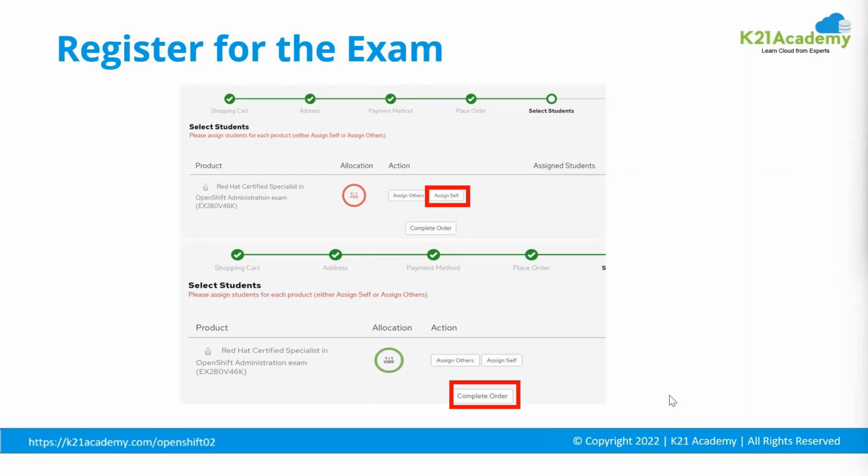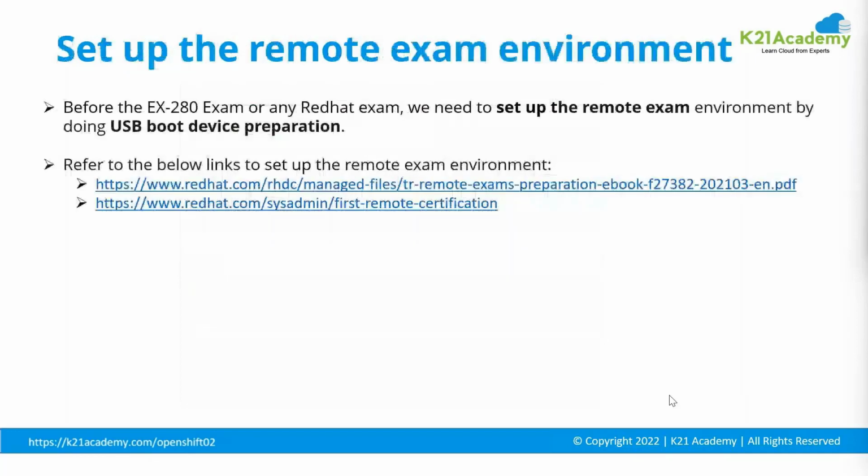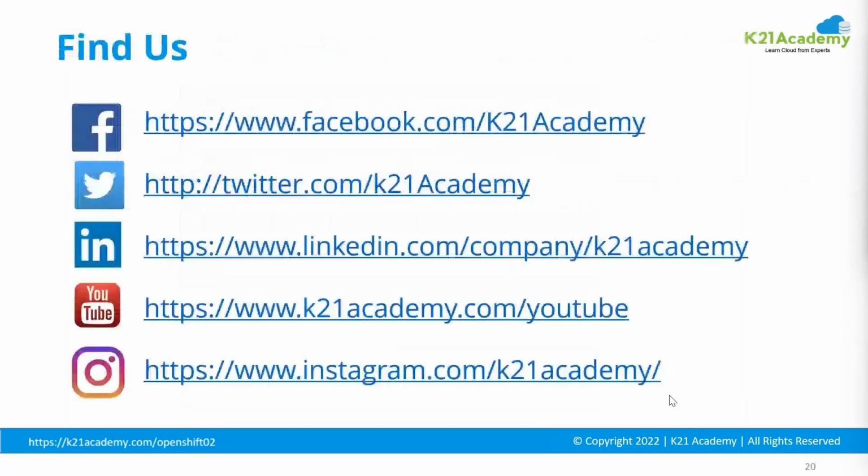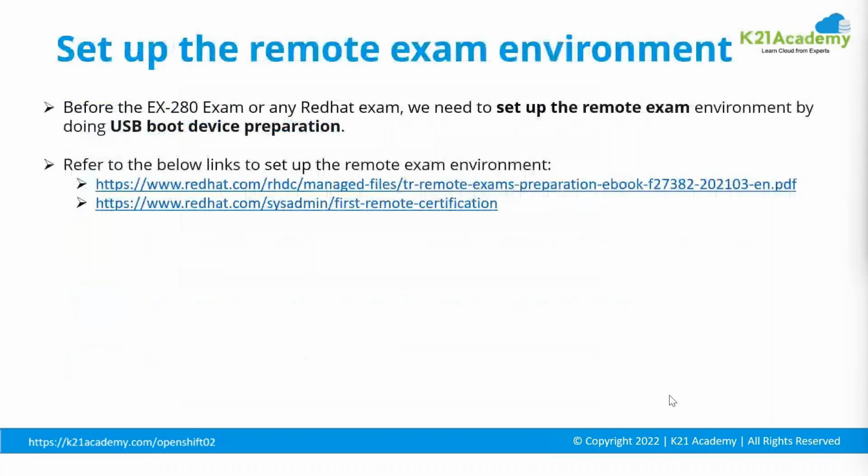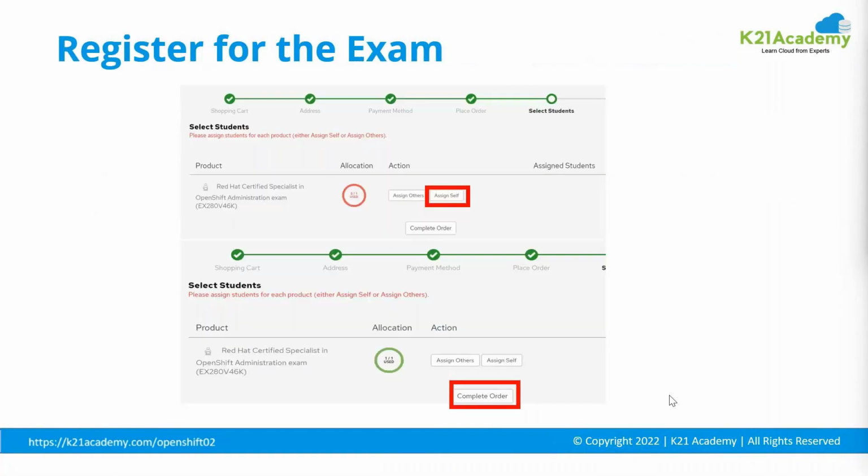Okay, now to prepare for this exam, as I told you, there are different ways to write this exam. Either you can write it from home, which we call remote exams, or you can go to a Prometric center in your location. After this you will get an email to your email address, and when you click on the link, you can schedule your exam.